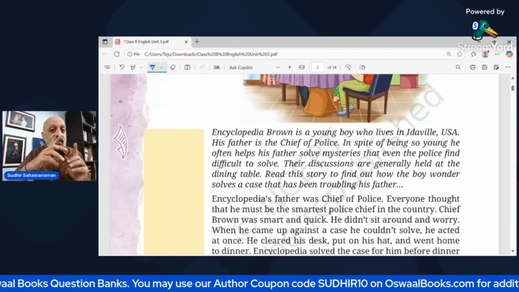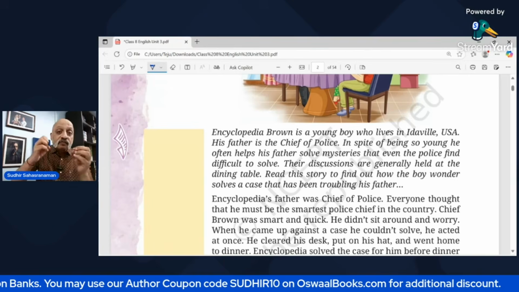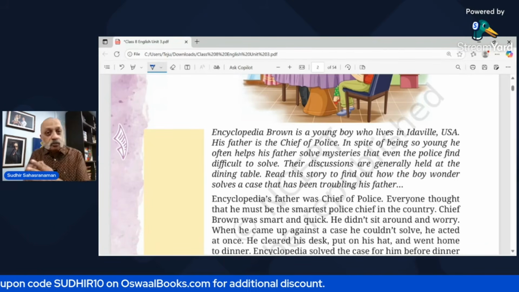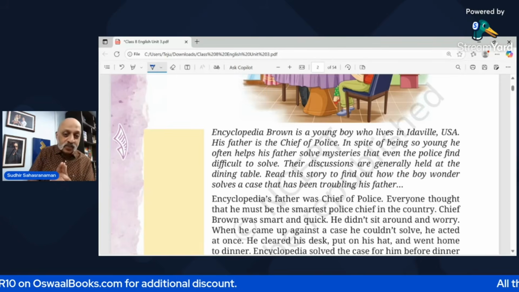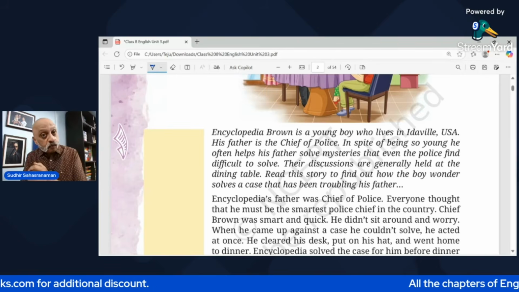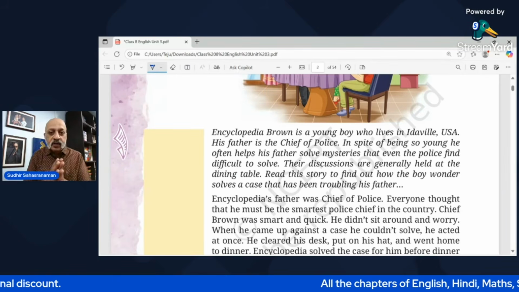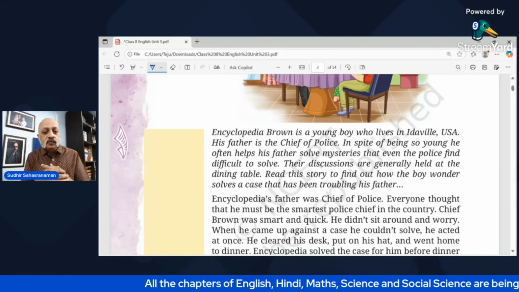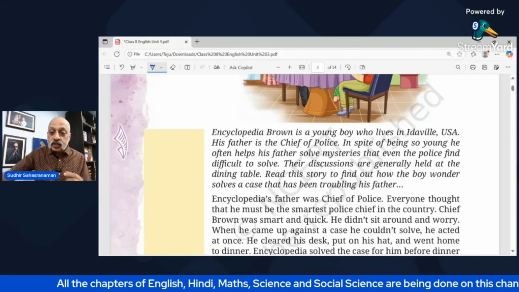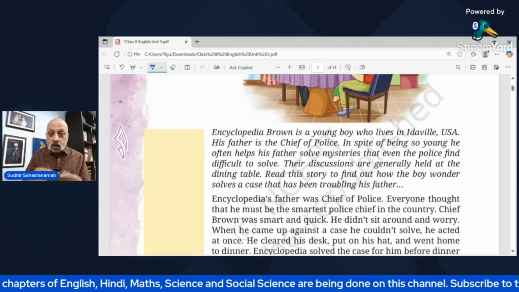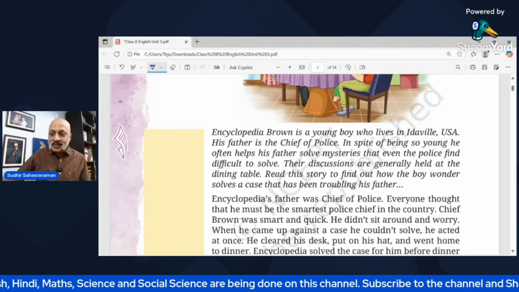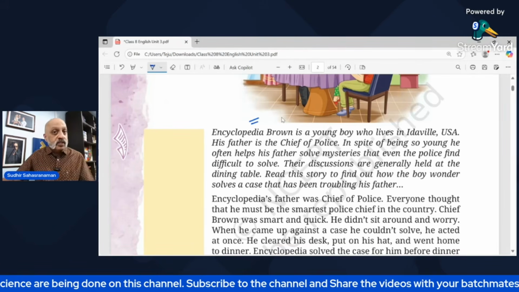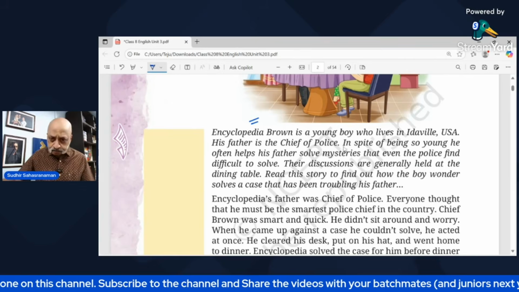Now, this Idaville is not a real town. It is a fictional town created by the author. So if you are looking for this place, you will not find it in the map of the USA. His father is the chief of police. So he's the police chief of that particular town. In spite of being so young, he often helps his father solve mysteries that even the police find difficult to solve. So the boy, that is Encyclopedia Brown, is able to solve different cases and help his police chief father.